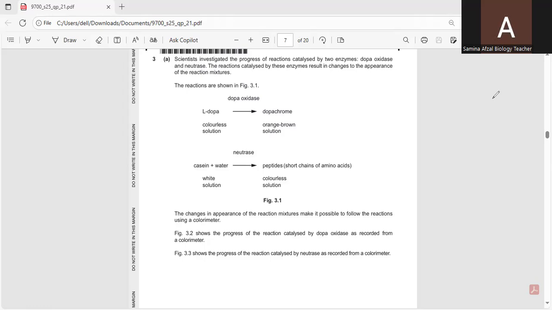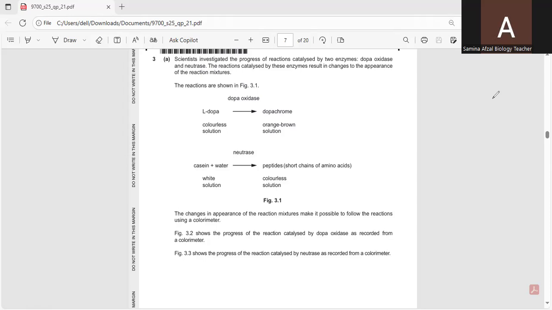The other reaction is casein plus water, which is a white solution. In the presence of nuclease enzyme, peptides, short chains of amino acids, are formed as a colorless solution. A colorless solution is formed from a white solution. So the changes in the appearance of the reaction mixtures make it possible to follow the reactions using a colorimeter.